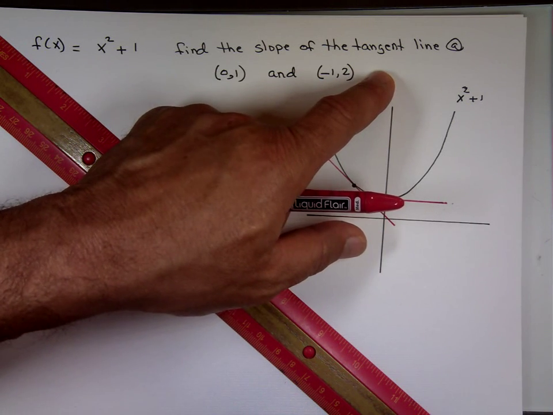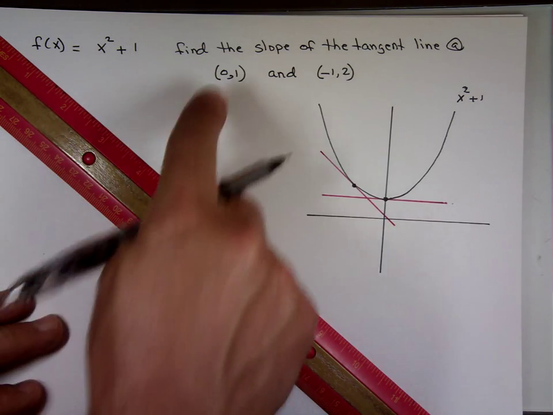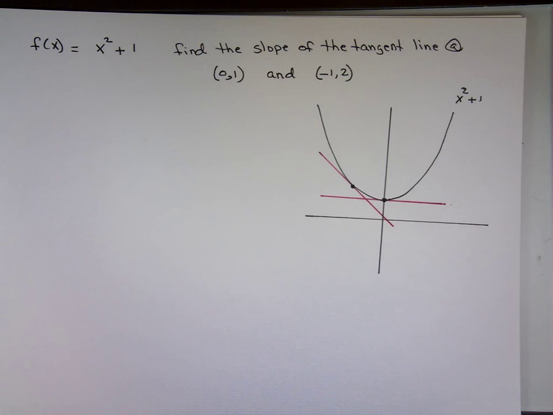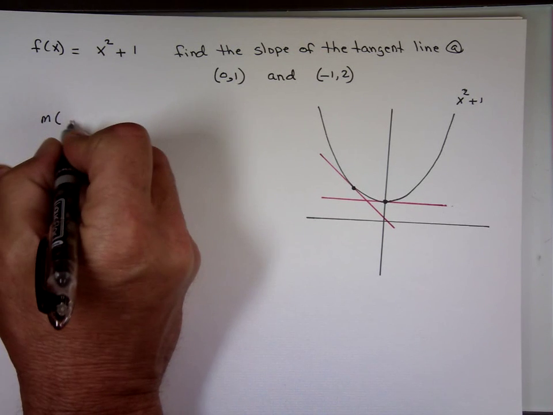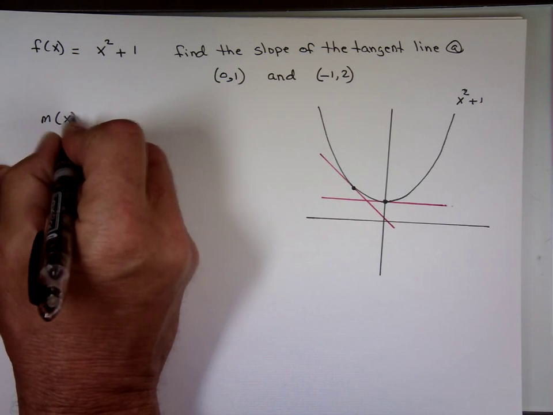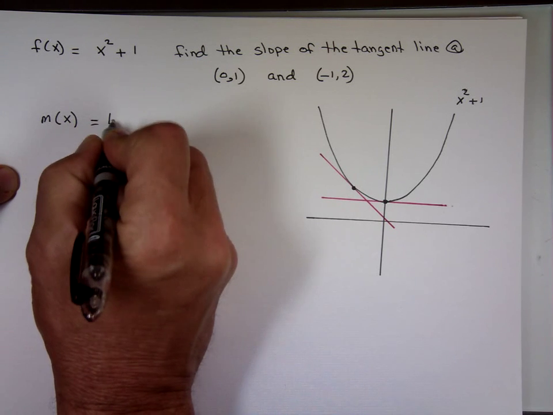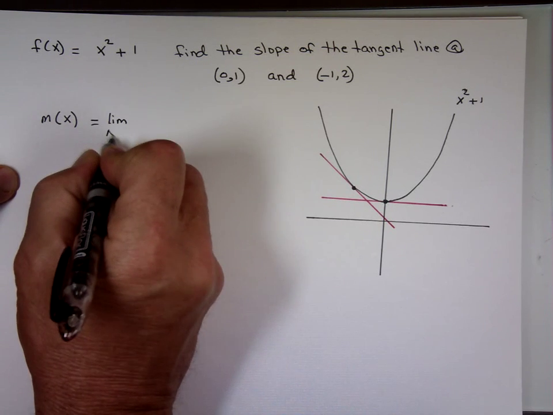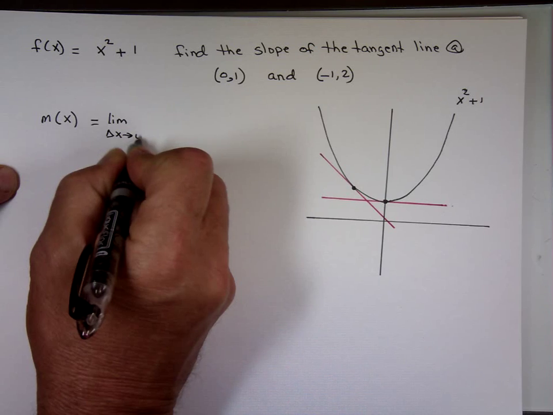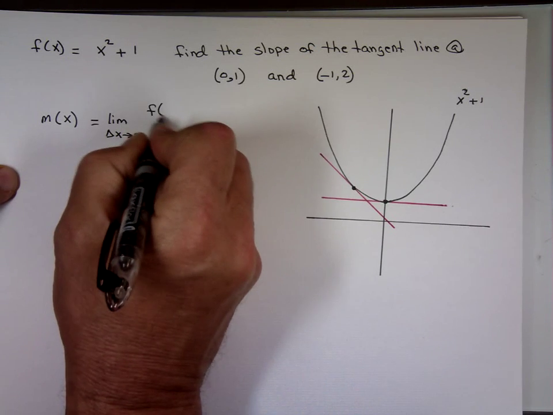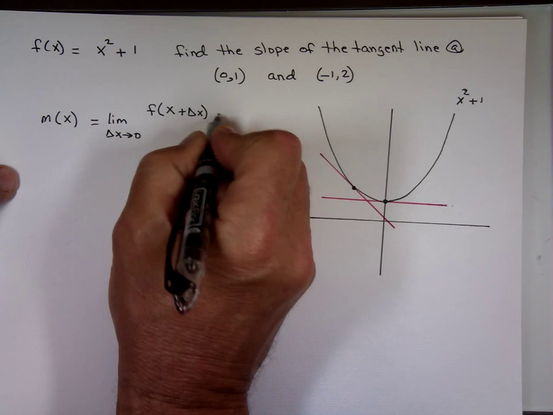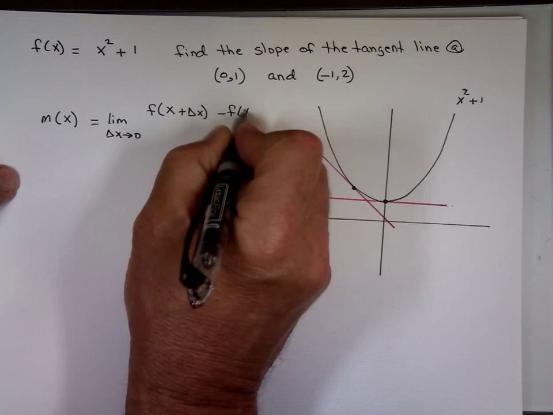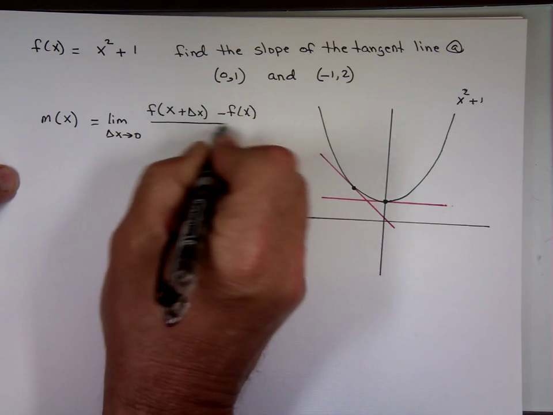So instead of putting numbers in and doing the problem twice, you can say, you know what, I'm just going to use x for any value. So the slope at any point, you can use c, you can use x, whatever you want, is the limit as delta x approaches 0 of f of x plus delta x minus f of x, divided by delta x.